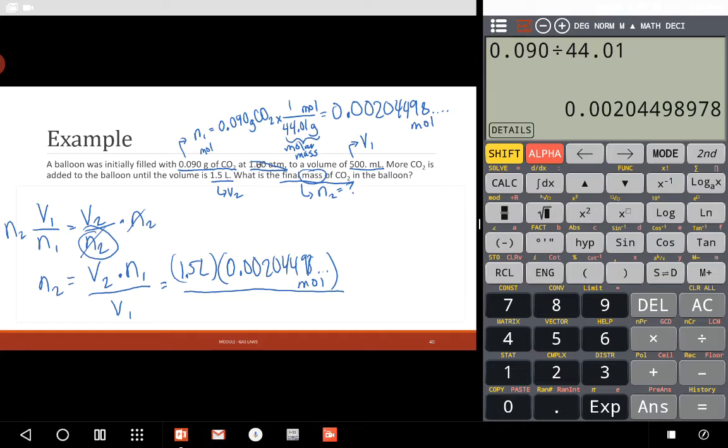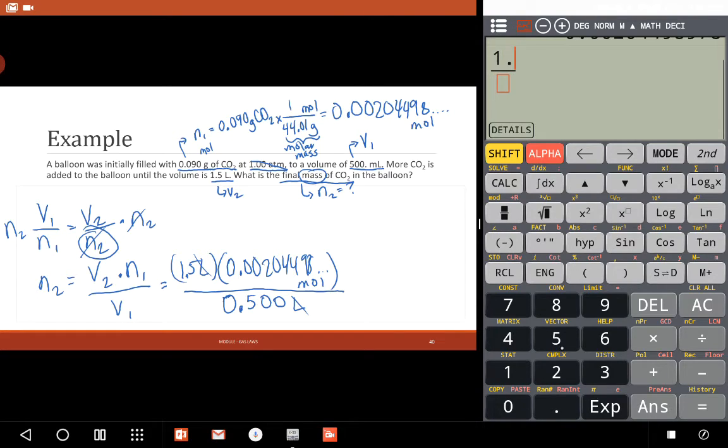And then my initial volume, where's my initial volume? My initial volume was 500 milliliters. Those units do not match. I need to make them match first, that way my units cancel. 500 milliliters is 1/2 of a liter. So I'm going to convert them both into liters so that my liters cancel.